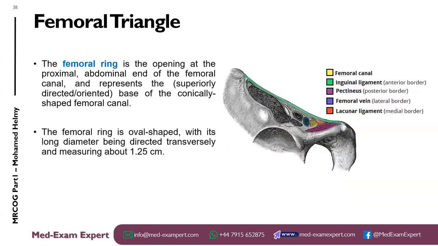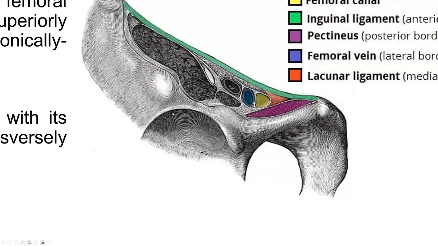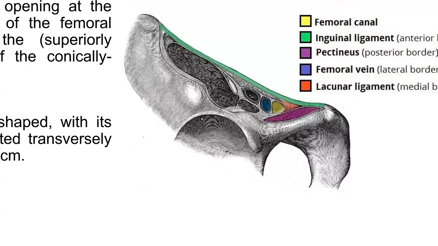This is the femoral ring, which is the opening of the femoral canal. It's the superior opening of the canal, colored by this yellow color here. This is the femoral ring. This is the lacunar ligament, which is in orange color, and this is the femoral vein.